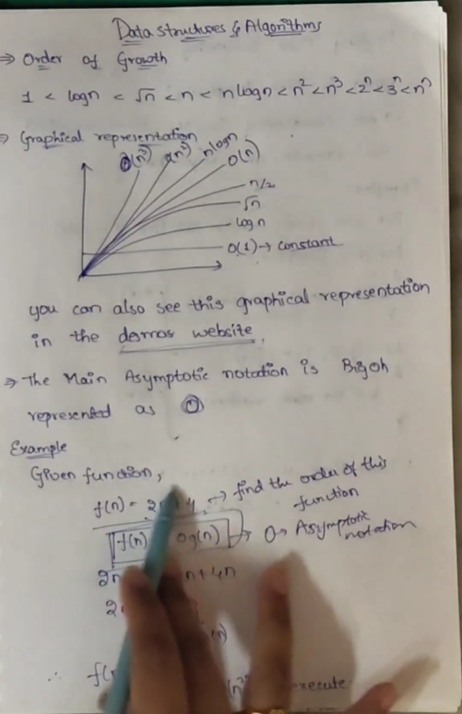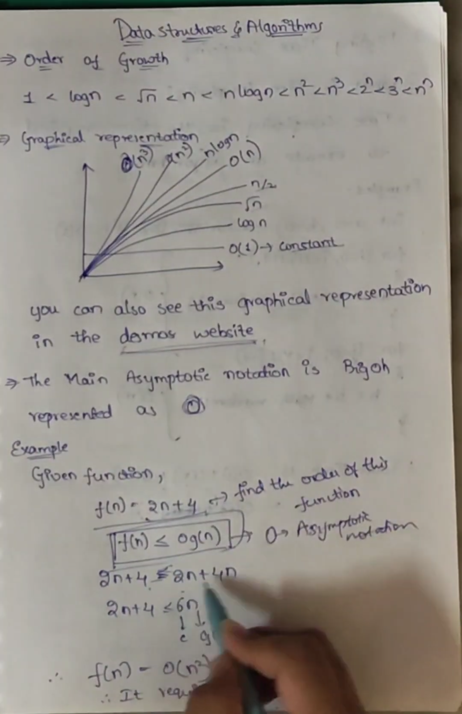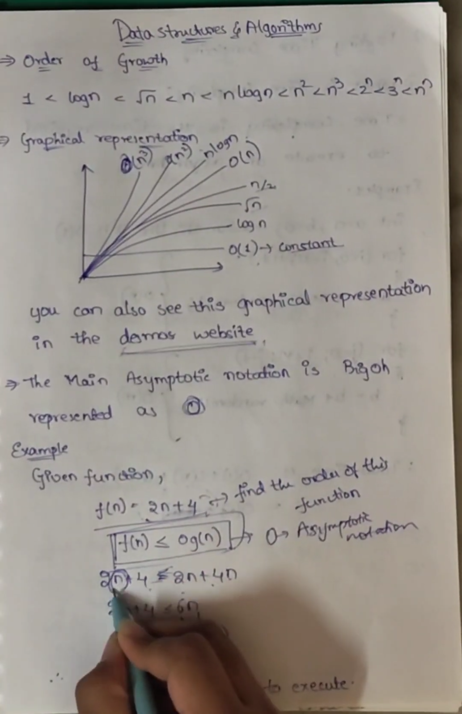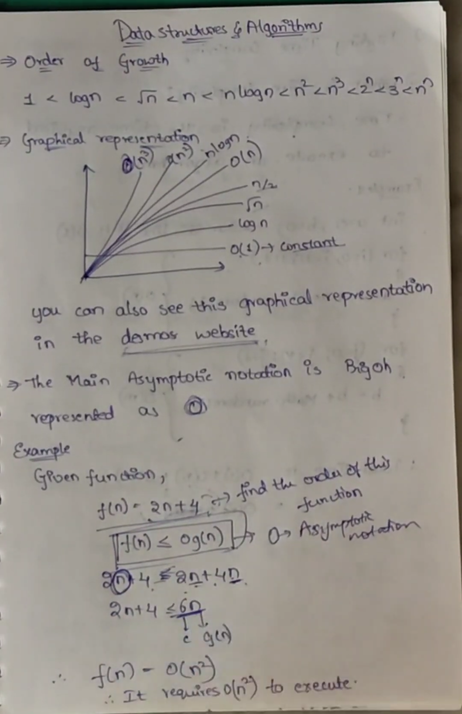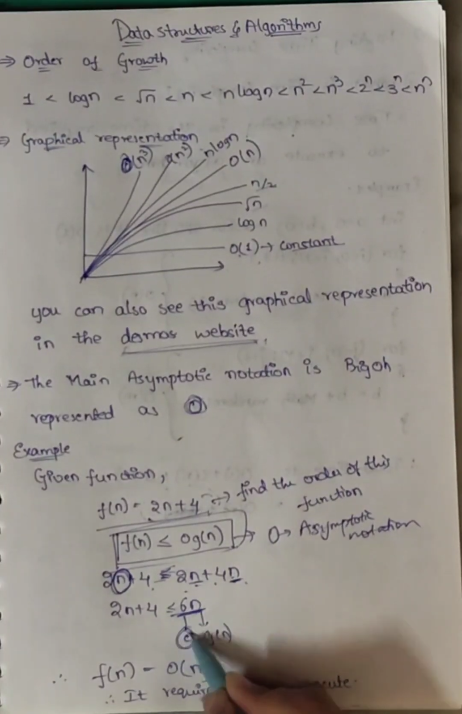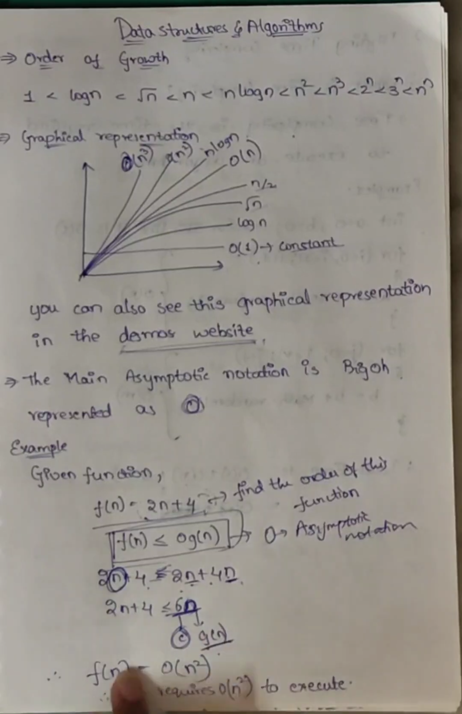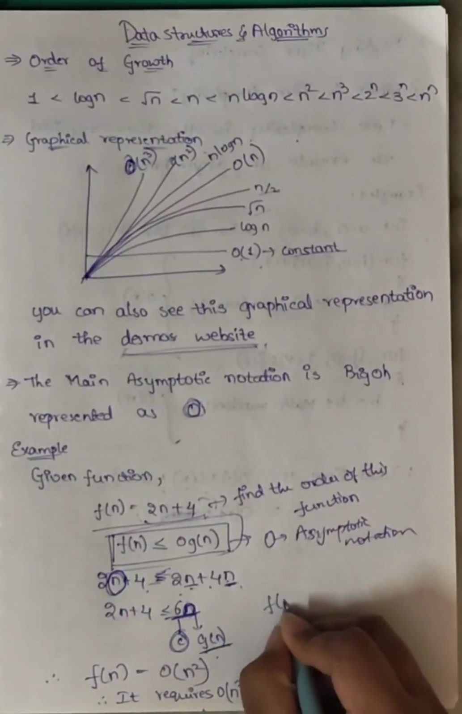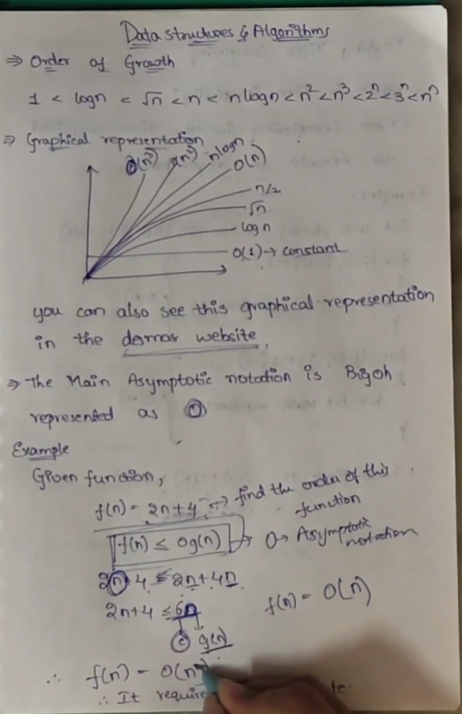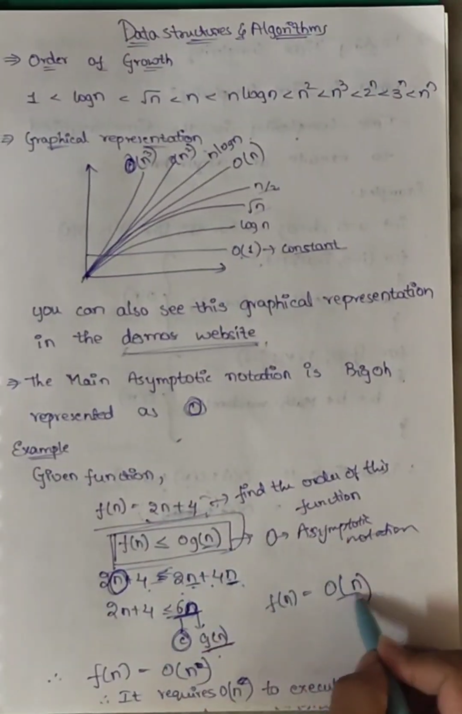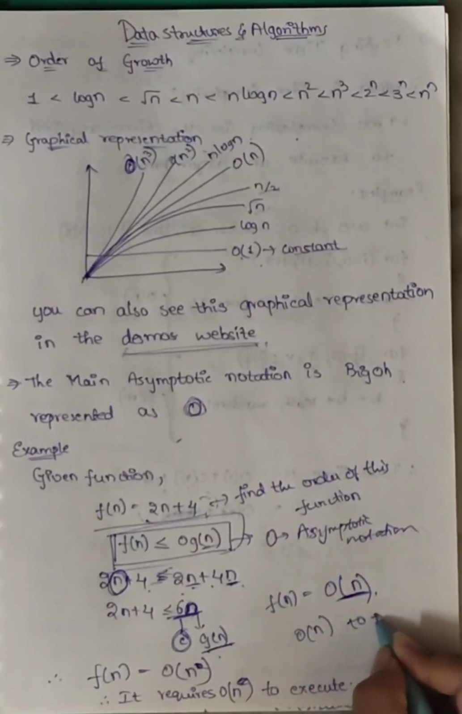The question is 2n plus 4. So we write 2n plus 4 is less than or equal to 2n plus 4n. The highest term is n, so we represent it as 2n plus 4n, which gives us 6n. Here 6 is the constant and n is the function g of n. So the final answer can be written as f of n equals big O of n. So it requires big O of n time to execute.